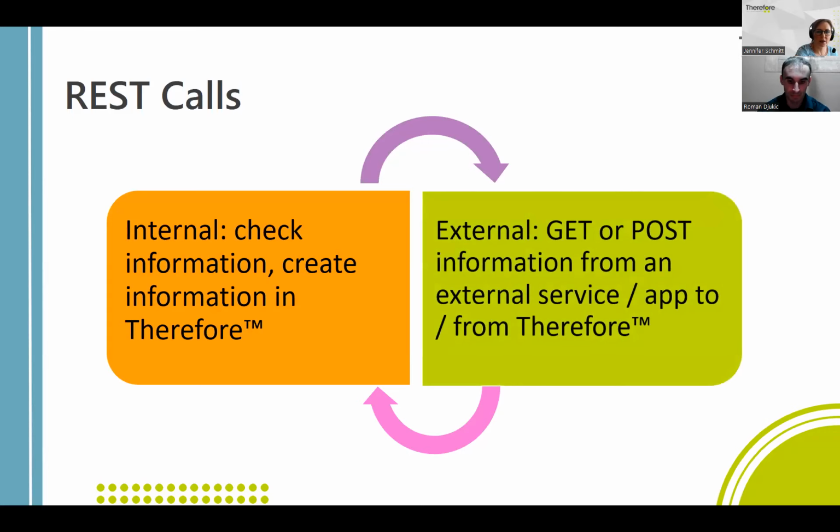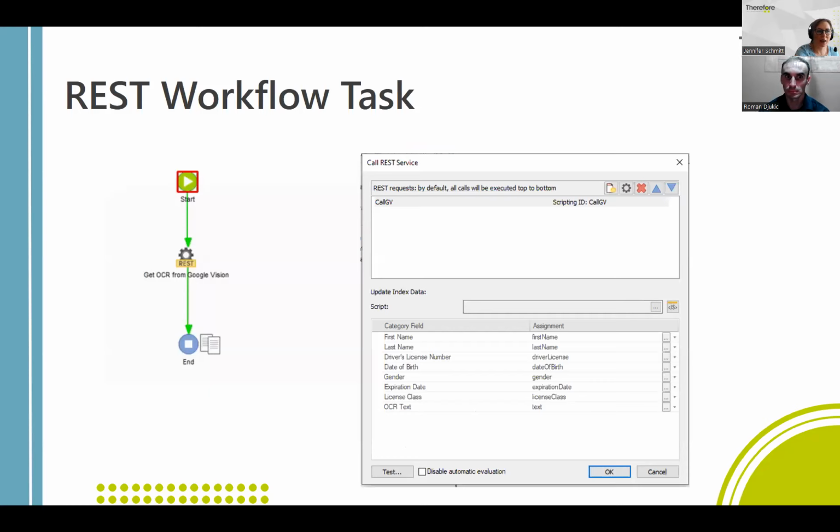And then external, this is getting or posting information to or from a third-party service or app. That would be like Google Vision or flight times from an airport, something like that. And in the end, what you really end up with is a REST workflow. And this is an example of what the REST workflow looks like. It's just a workflow task here where you're getting the information or sending the information, and then the workflow ends. Of course, you can use this workflow task in very complicated workflows as well, but for demonstration purposes, I've kept the workflow here extremely simple.